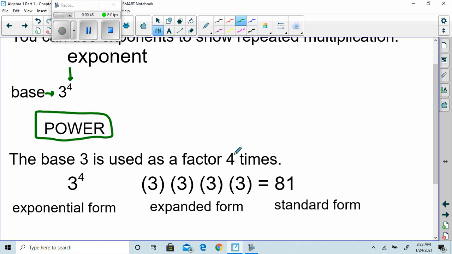So we start off with the exponential form, 3 to the 4th power. We can then write it in expanded form. That's 3 times 3 times 3 times 3. And then when we multiply it all out to get the standard number or standard form, which is just the number itself, we get 81.